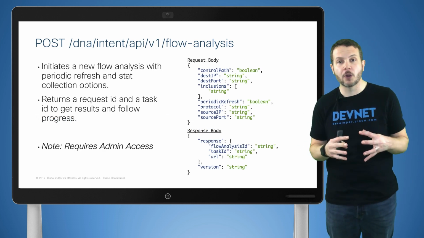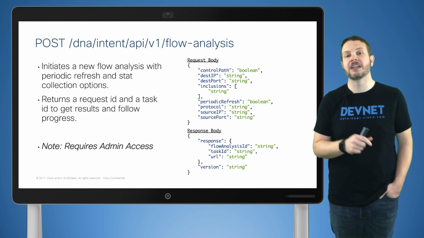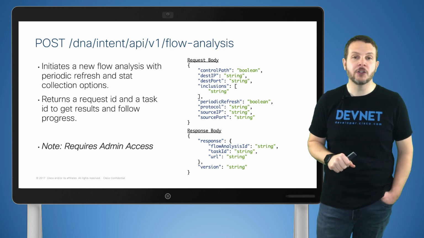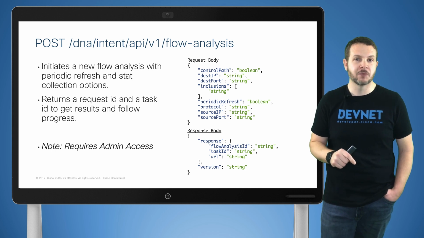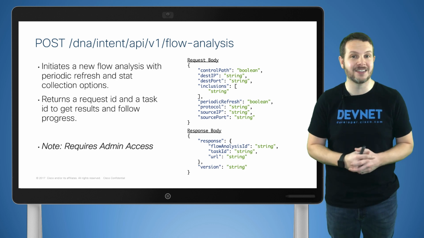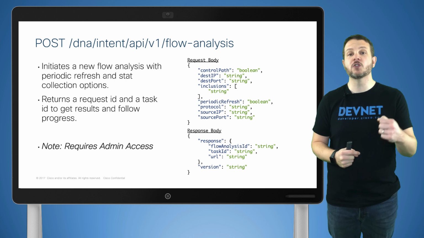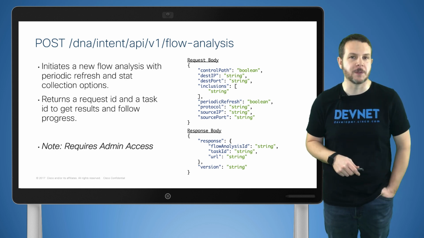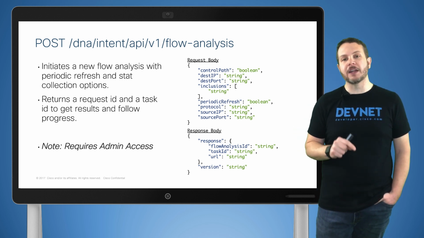This again is a POST request to DNA intent API v1 flow-analysis. Now, it is important to recognize that this is one of the APIs included in Cisco DNA Center platform that does require administrative access. This means if you're experimenting with one of the DevNet sandbox always-on Cisco DNA Center appliances, you won't be able to use this API. But if you switch to one of our reservable sandboxes, you're given admin access, and you can experiment with this API.